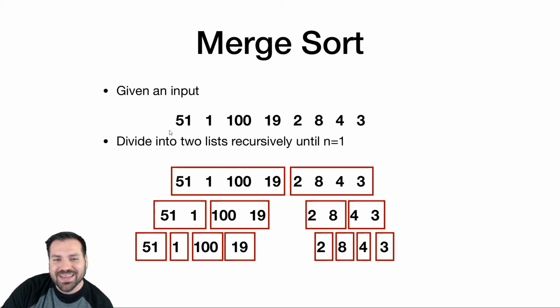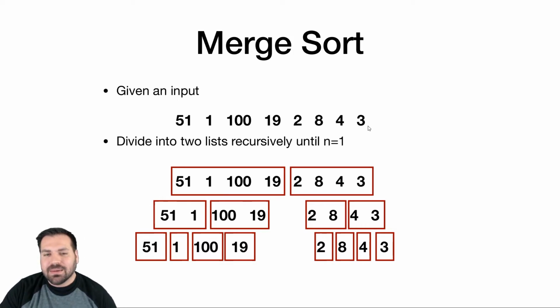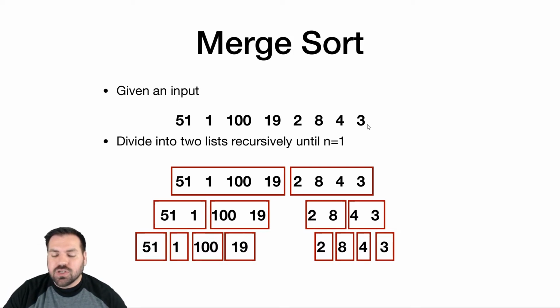So given this input of a list with 8 elements, this has more than one element in it, of course. So we're going to split this into 2 halves and recursively call the algorithm on each half. For each half, more than one element, split it in half. Each of those has more than one element, split it in half. We keep doing that until we reach what we call our base case, which is a list of size 1. That's the only place where merge sort does something different, and it's just going to return that list.